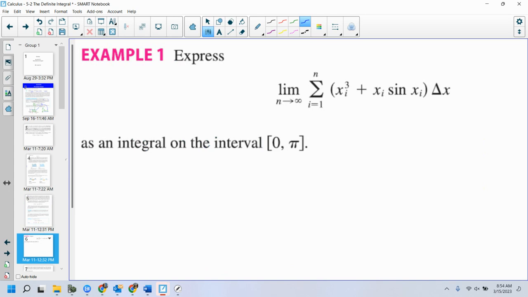All right, let's get to our first example here. All I'm asking you to do here is just change the notation. Change the notation.